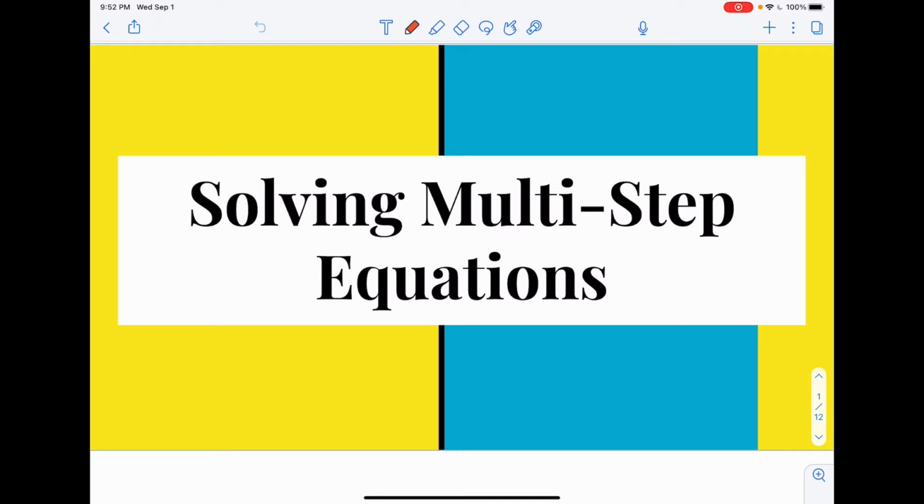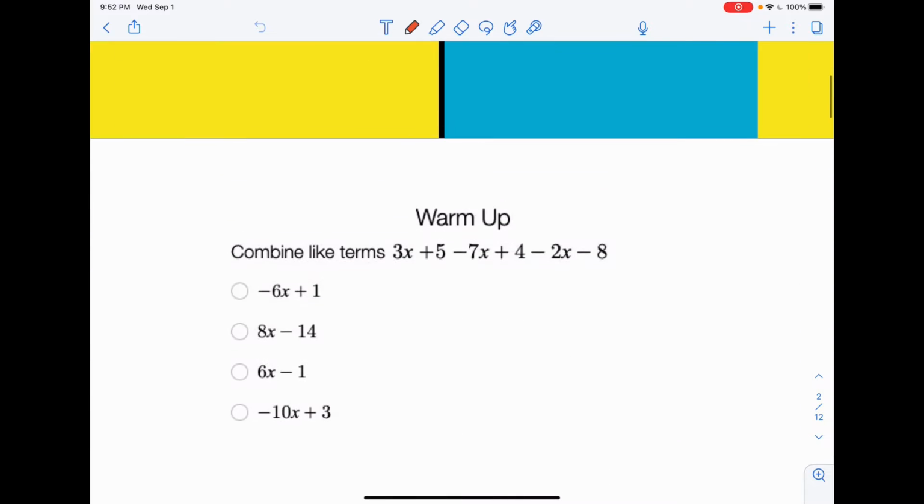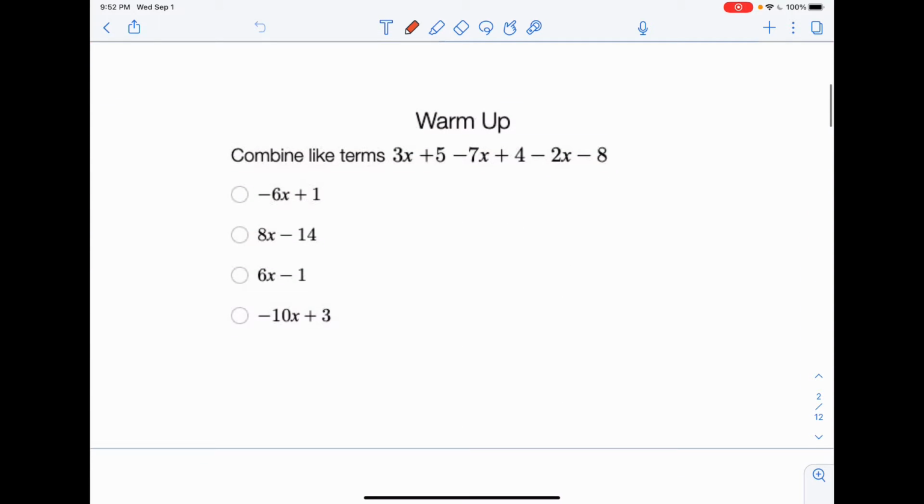Hi everyone! Today's lesson is solving multi-step equations. Before we start the lesson, let's do a couple warm-up questions about combining like terms.